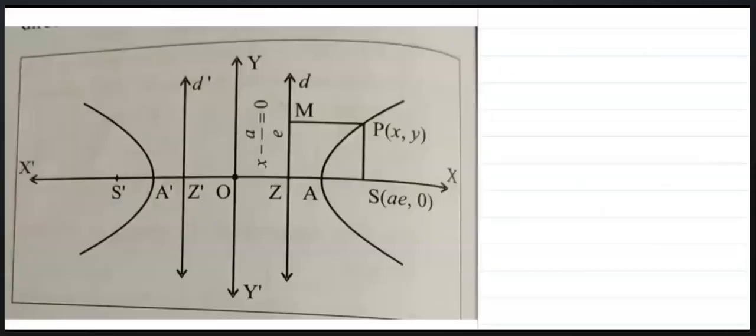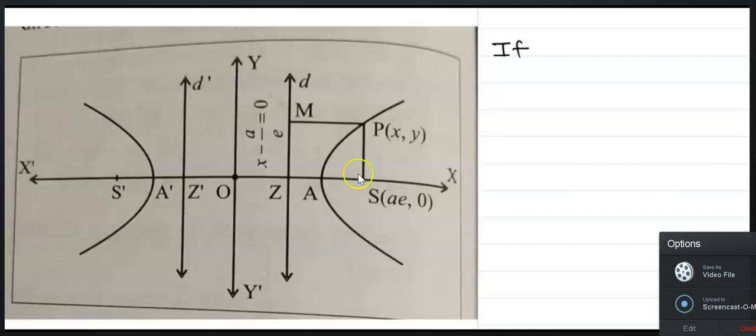Now next, say this is the hyperbola. P is a point on this hyperbola at a distance from the fixed point S, which is the focus, and the perpendicular distance on the directrix. In this case, the equation of the directrix is x minus a upon e equals 0. Now a is the vertex, this is the directrix, the x-axis and the y-axis.